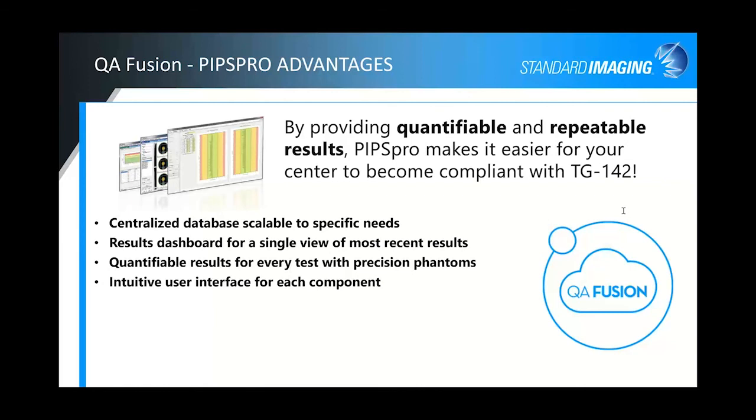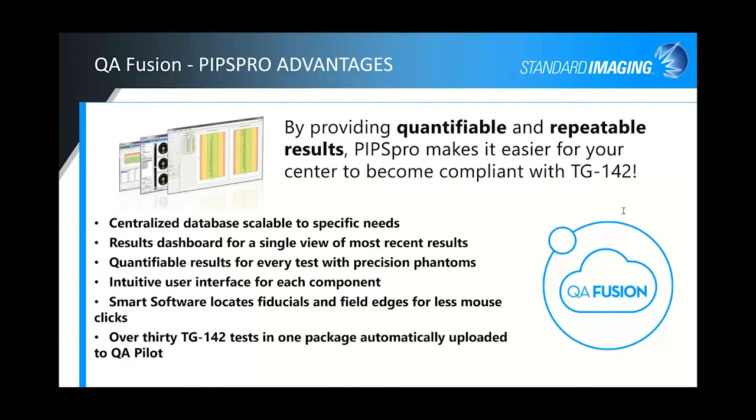Very intuitive user interface for each component of the system, anywhere from the imager-based QA up to the log file-based leaf speed tests. Everything is very, very intuitive and automatic, I should say. It's very smart software. It automatically localizes any fiducials and field edges for fewer mouse clicks, for faster resolution and analysis. And like I mentioned, there are over 30 TG 142 tests in this single package that can automatically be uploaded to QA Pilot.